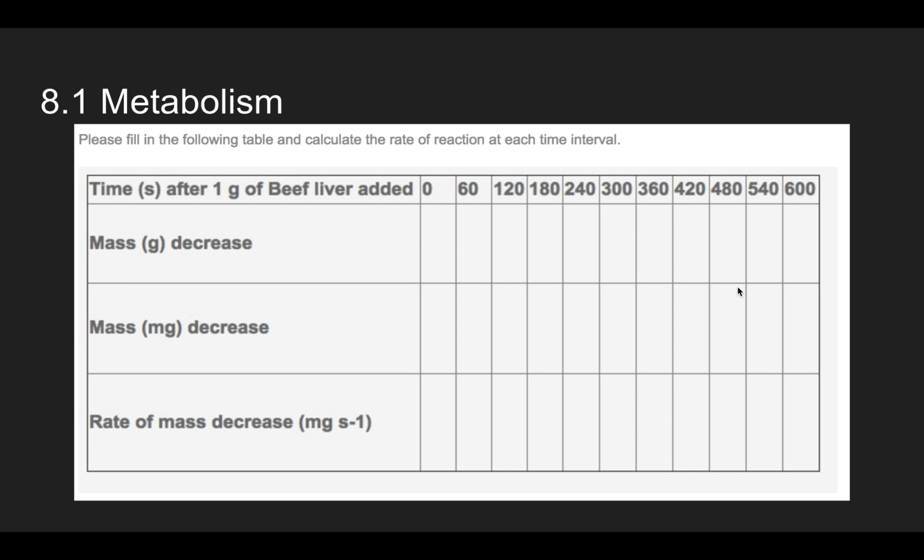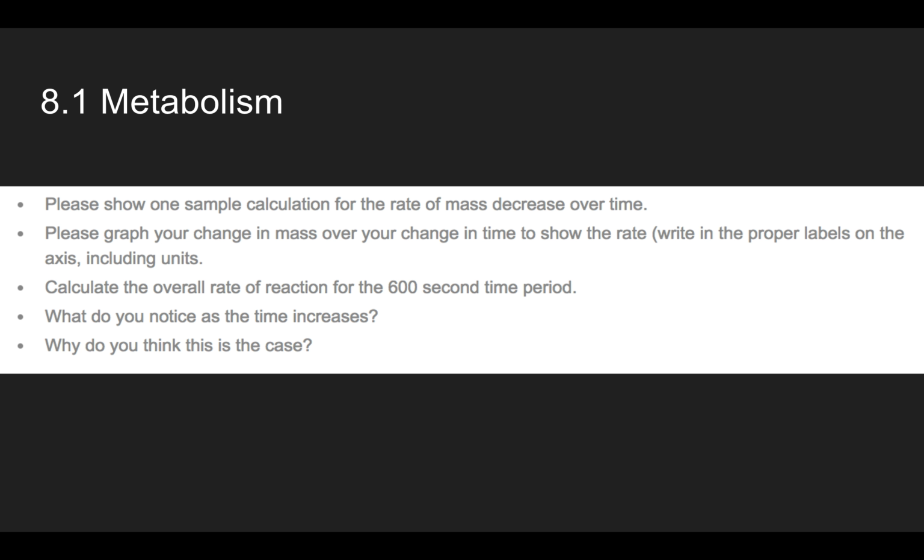Now, the third row is the rate of mass decrease, which would be milligrams per second. So you need to calculate the mass decrease in milligrams per 1 second, and you can figure that out if you have data points per 60 seconds. Let's go to the third slide here.